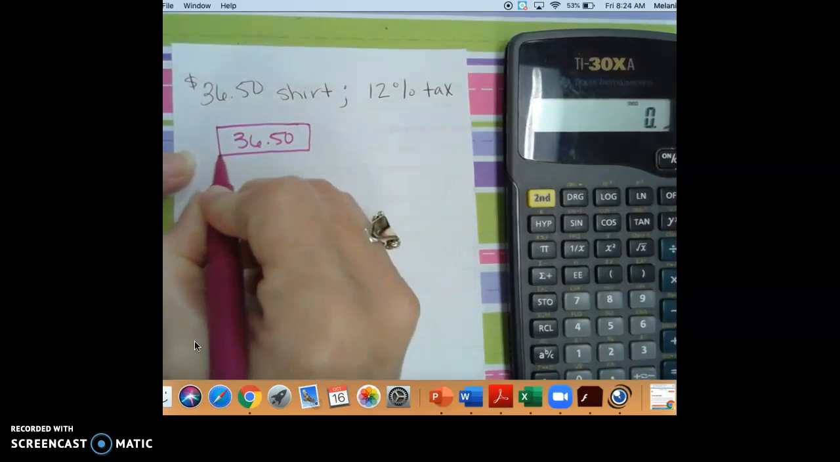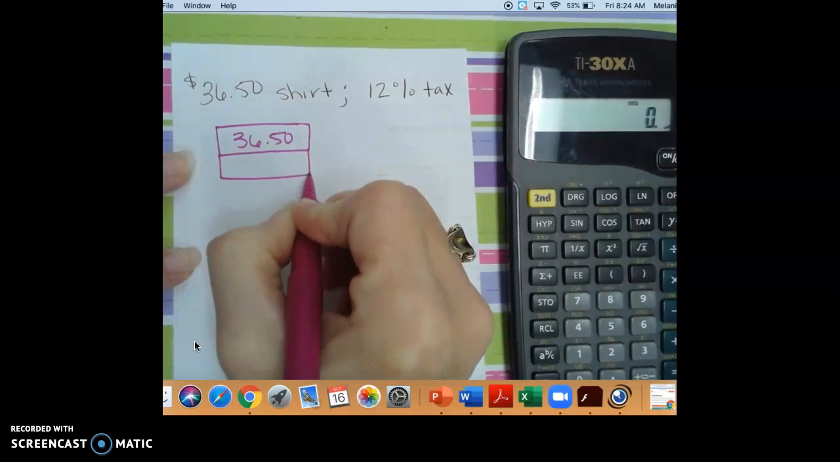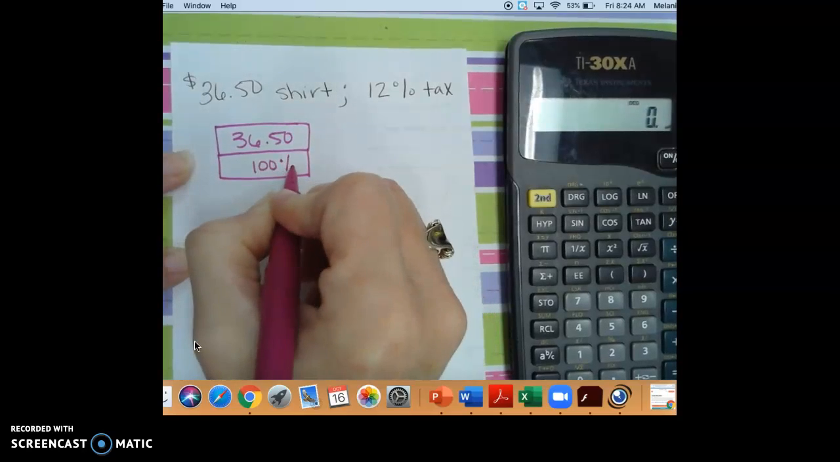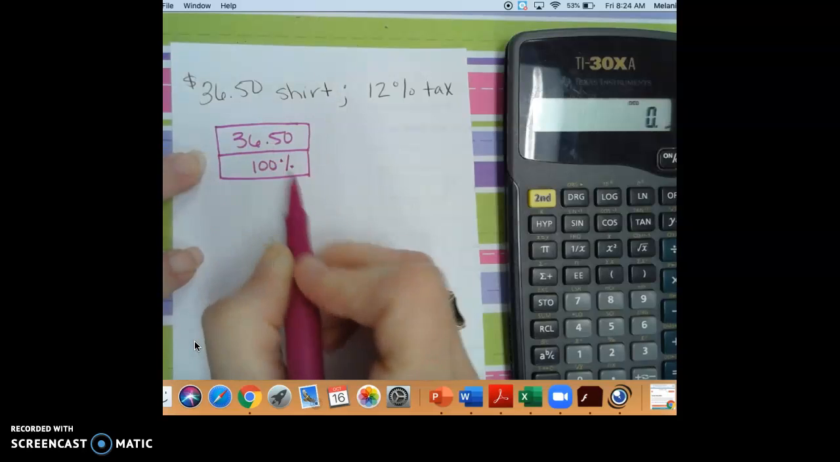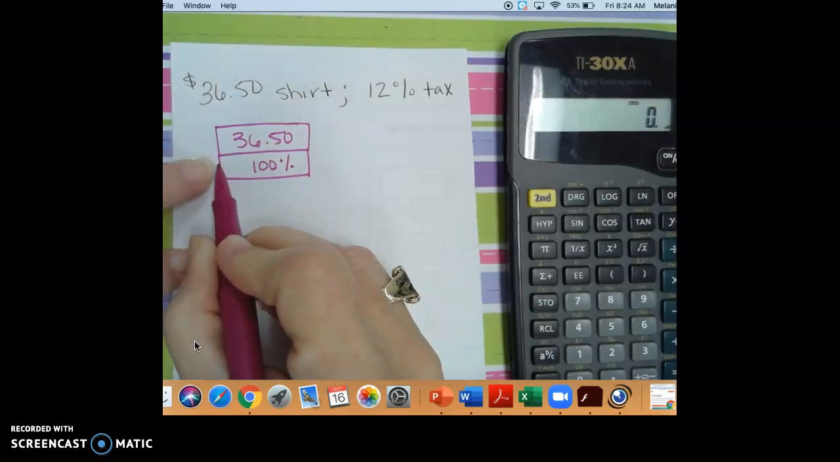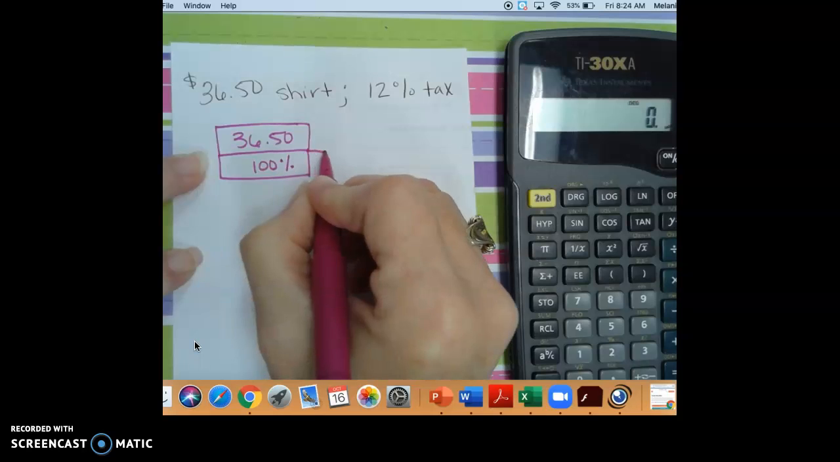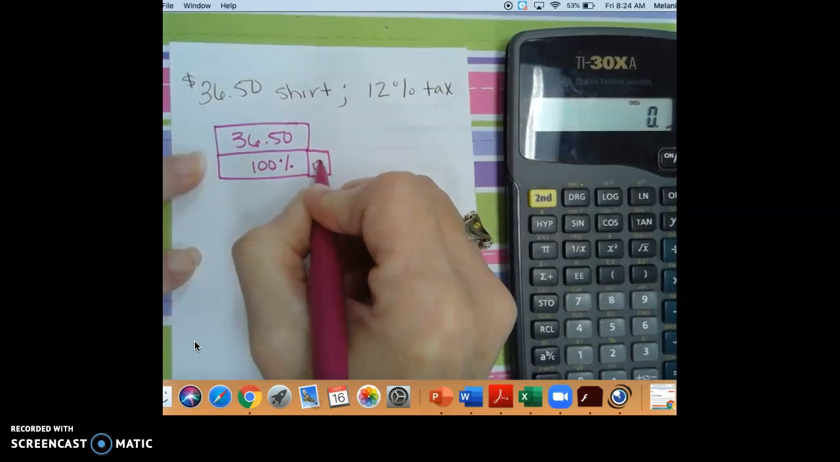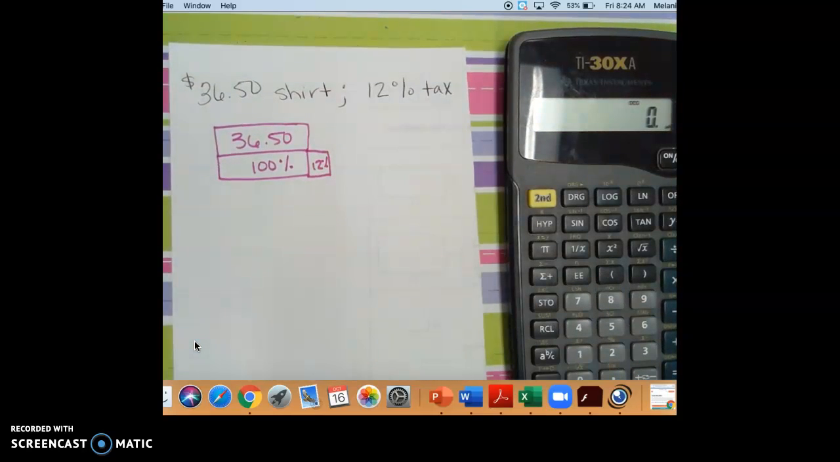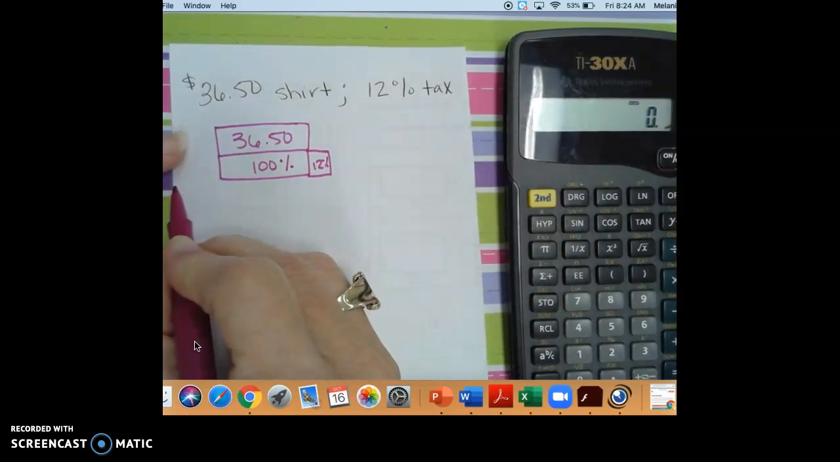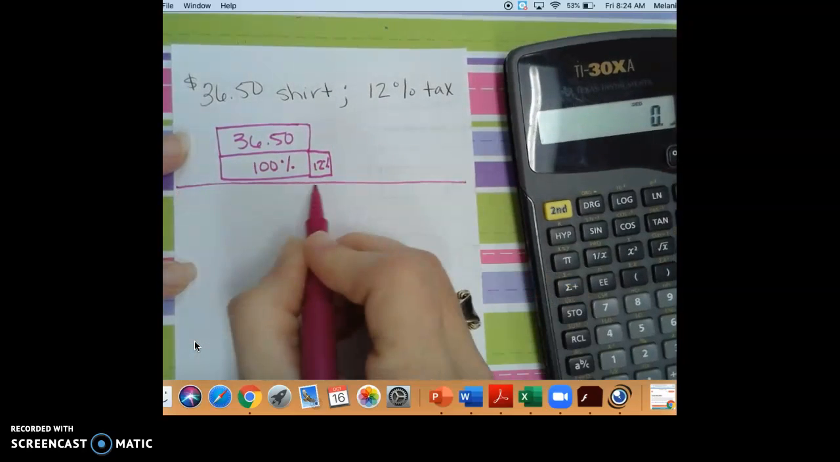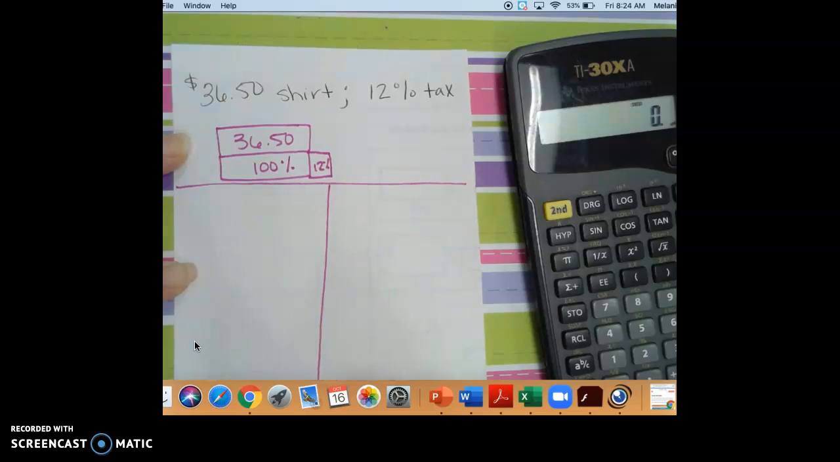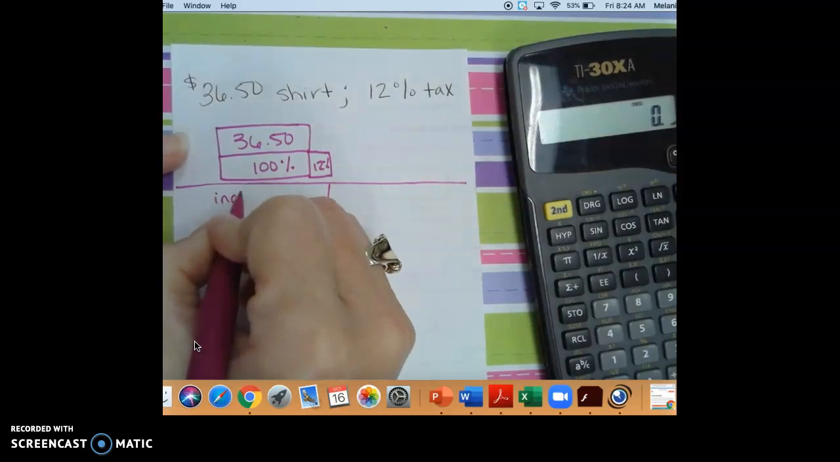$36.50. There's our shirt, and our shirt is 100%. The price of that shirt is going to be $36.50. Well, we have to pay 100%, and if we pay tax, we've got to pay a little extra. So there's going to be our 12%. Again, we're going to look at this two different ways. So we're going to look at it including tax.